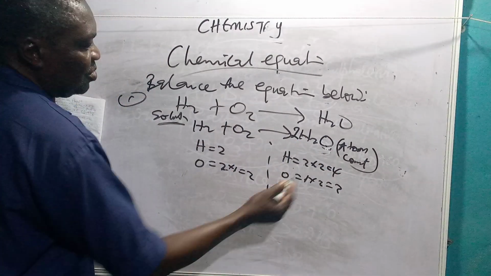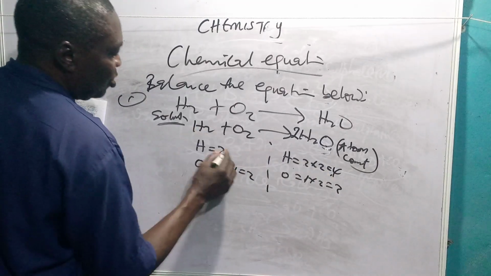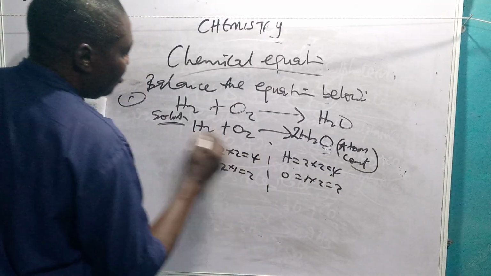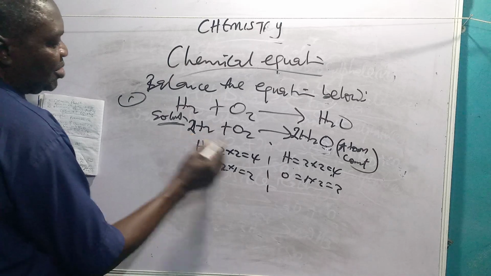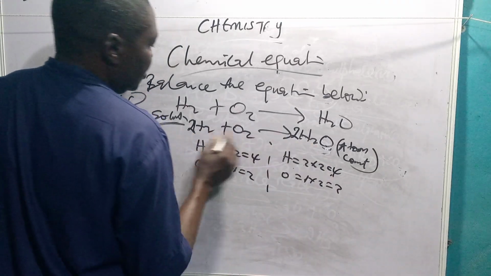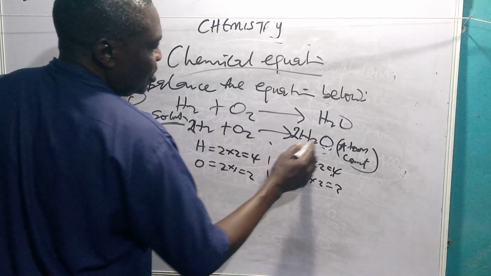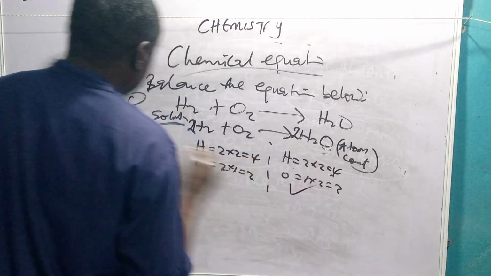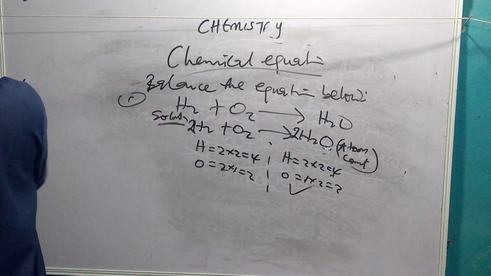If you look at it now, this one becomes 4. Therefore, this one must be multiplied again by 2 to become 4. You put 2 here. 2 times 2 is 4. This is O2, which is 2. 2 stands for this 2, so it's balanced. So that is how you balance a chemical equation.